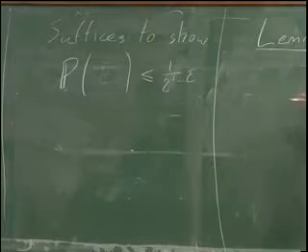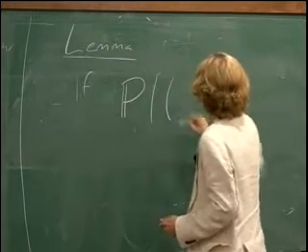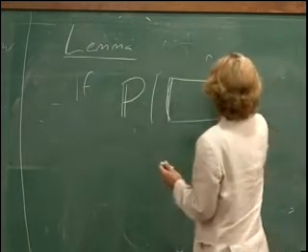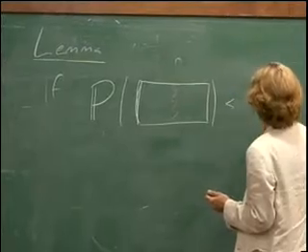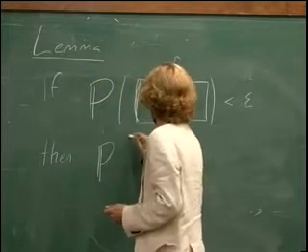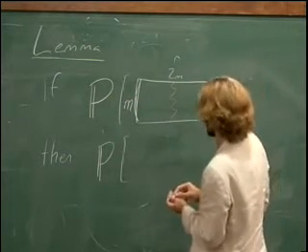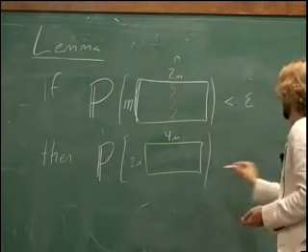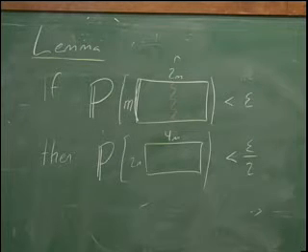That's a lemma: if the probability of crossing this box, an M by 2M box, is less than epsilon, then the probability of crossing something that's twice as big, a 2M by 4M box, is going to be smaller than epsilon halves. Does everybody agree that this is exactly what I want to show?